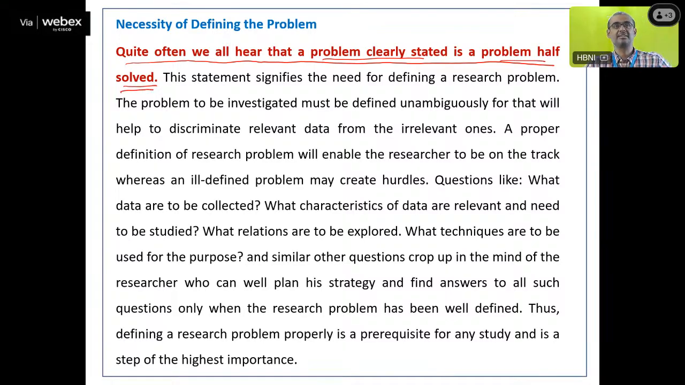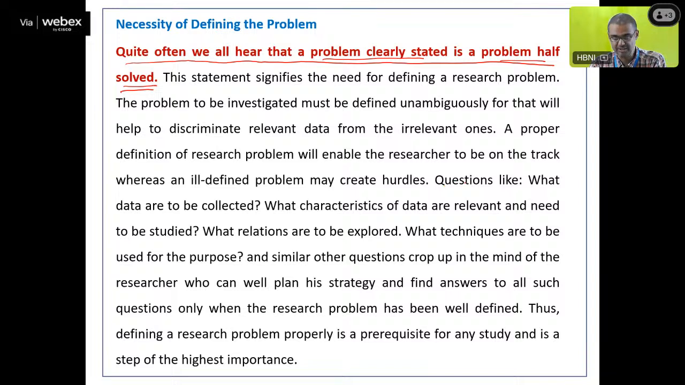So as I was telling you, if you have clarity on what is the research problem which you are going to solve, then half the job is done because you know what you have to do ahead. Okay. This statement signifies the need for defining a research problem. The problem to be investigated must be defined unambiguously. That will help to discriminate relevant data from irrelevant ones. A proper definition of the research problem will enable the researcher to be on track, whereas an ill-defined problem may create hurdles.